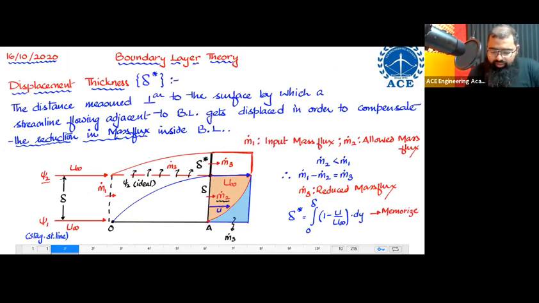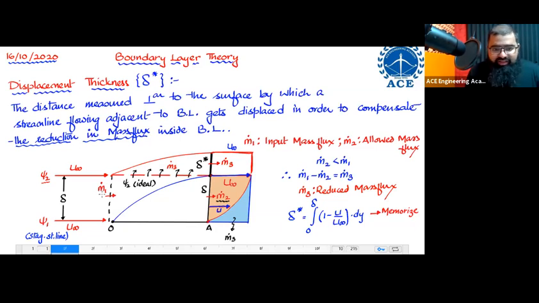You see, delta was the distance required for m dot 1. Please understand this: delta was the height required for m dot 1 to flow. And delta star is the height required for m dot 3 to flow. Delta star height was required. Okay, now you see who is greater, m dot 1 or m dot 3? For sure the input mass flux is going to be greater. You see over here m dot 1 is greater.